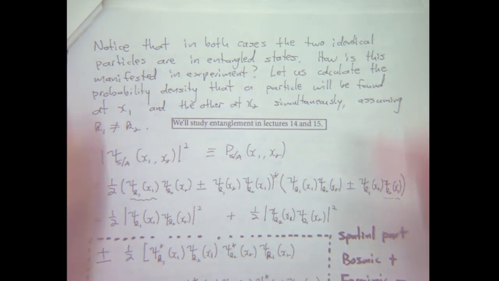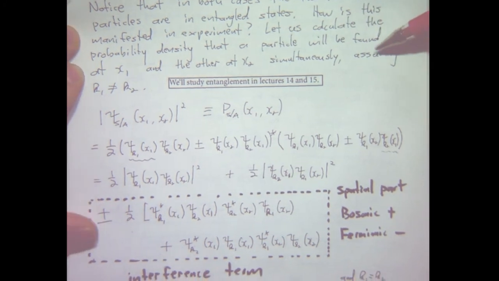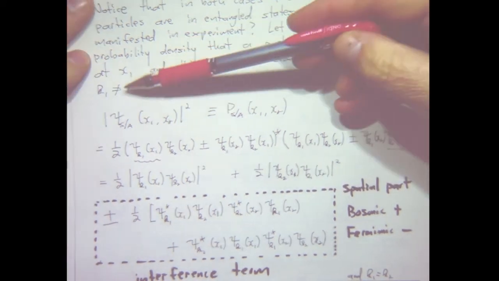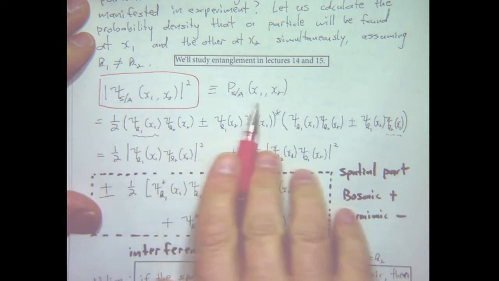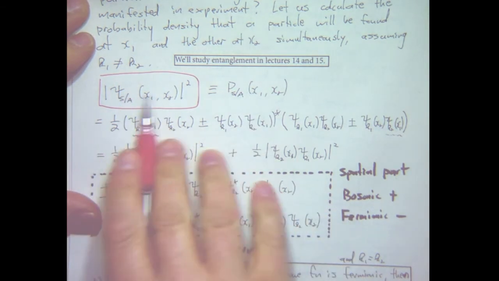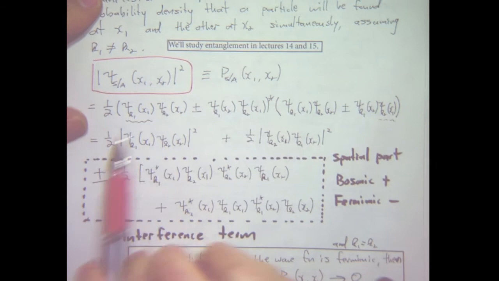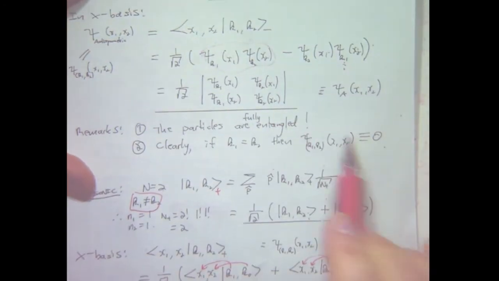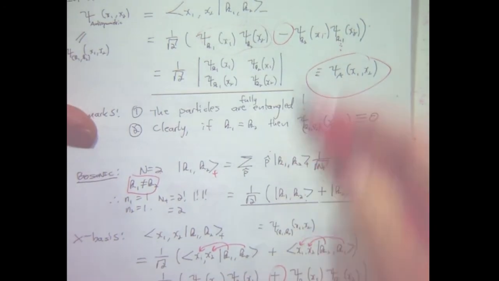How is this manifested in an experiment? So let's have a look. Let's calculate the probability density that a particle will be found at x1 and the other particle will be found at x2 simultaneously, assuming that k1 is not equal to k2. So that probability that we want to calculate is the modulus squared of the symmetric or anti-symmetric spatial wave function. So what are they? You have a choice of either psi s or psi a, which is this one here. So that's got a minus sign there, that's got a plus sign there, but otherwise they're exactly the same.